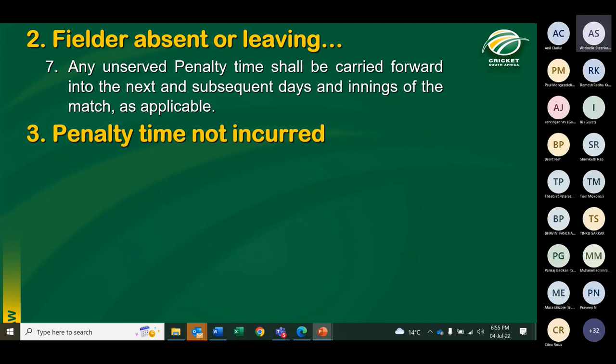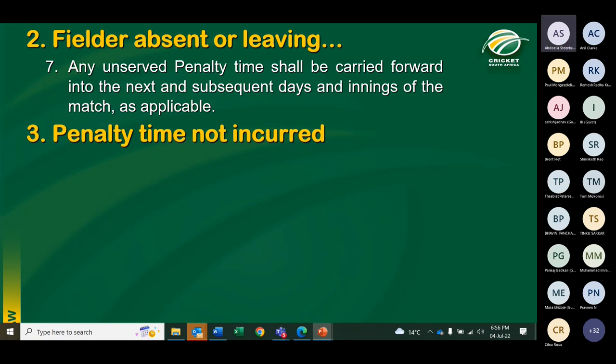Unserved penalty time does not disappear. If there's any unserved penalty time at the end of an innings or at the end of the day, it will go into the next innings and it will carry forward into the next day. It doesn't disappear. Yes, it will disappear for the next match. You cannot carry any penalty time over into a next game.